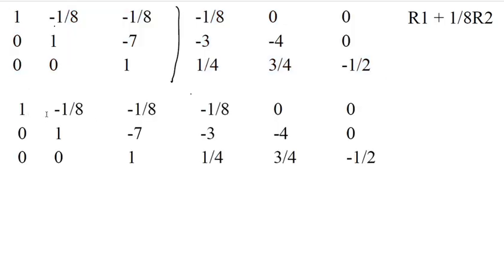And look, that's the nice thing about having zeros underneath, because it doesn't mess up your work. 1/8 times zero, zero. Zero plus one makes one. 1/8 times one makes 1/8. 1/8 plus negative 1/8 makes zero. 1/8 times negative seven makes negative 7/8. Negative 7/8 plus negative 1/8 makes negative one. 1/8 times negative three is negative 3/8. Negative 3/8 plus negative 4/8 makes negative 1/2. 1/8 times negative four is negative 4/8. Negative 4/8 plus, in other words, negative 1/2. 1/2 plus zero is 1/2. And then 1/8 times zero is zero. Zero plus zero makes zero.